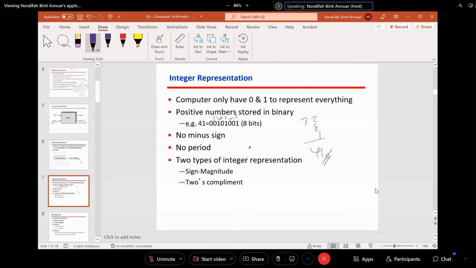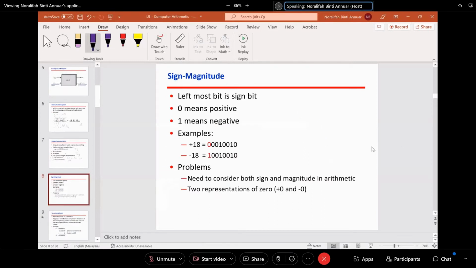There's two types of integer representation. One is Sign Magnitude, and another one is 2's complement. Okay, we're going to study these two. Okay, the Sign Magnitude is you look at the most significant bit which is on your left. So whether it is 1 or 0. If 0 maksudnya positive. If 1 means negative. Okay. Then later on we learn how to do 2's complement. All right. Okay, leftmost bit is a sign bit. The leftmost bit is a sign bit.